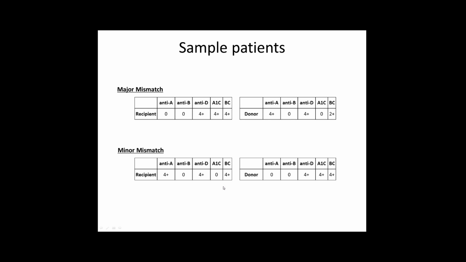Same with a minor mismatch. After transplant, this A recipient would, after receiving an O product, lose the A antigen on her surface and then start to express anti-A and anti-B in her back type.